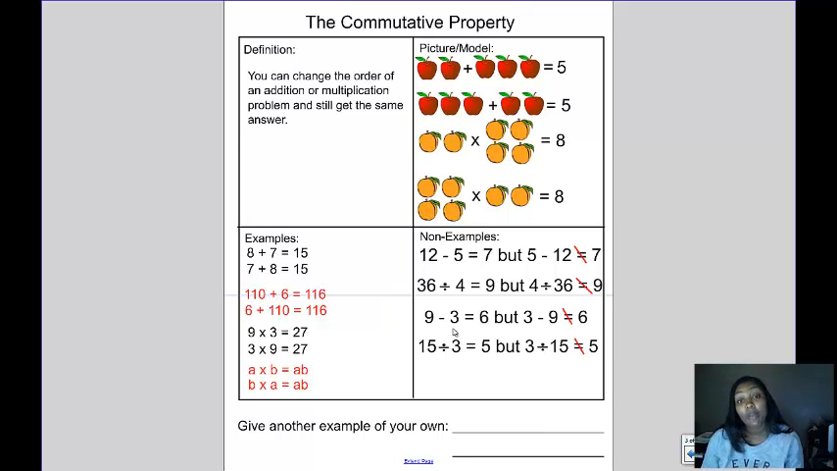And 15 divided by 3 will give me 5, but 3 divided by 15 won't. So a non-example of the commutative property is subtraction and division. So it doesn't work with subtraction and division. So what I want you to do now is pause the video and then give another example of your own. So I left you 2 lines. I want you to give me an addition and a multiplication example of the commutative property. So go ahead and pause the video.